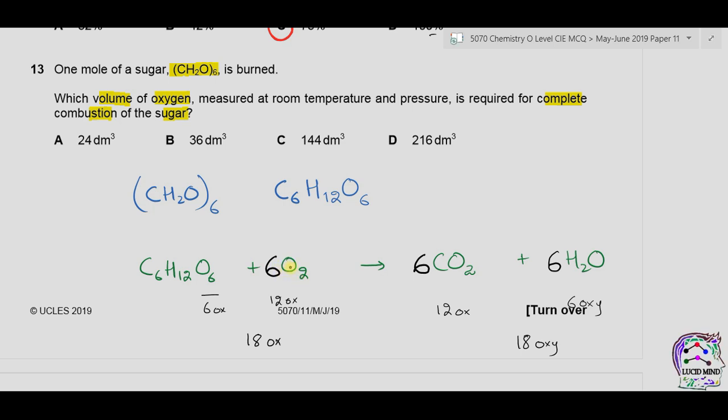Now we can convert these moles into volume by using a formula. Volume in decimeter cube is equal to number of moles of gas into 24 decimeter cube. So as we have 6 moles, 6 into 24 comes equal to 144 decimeter cube of oxygen. So this much volume is needed for complete combustion of 1 mole of this sugar. So therefore the answer is C.